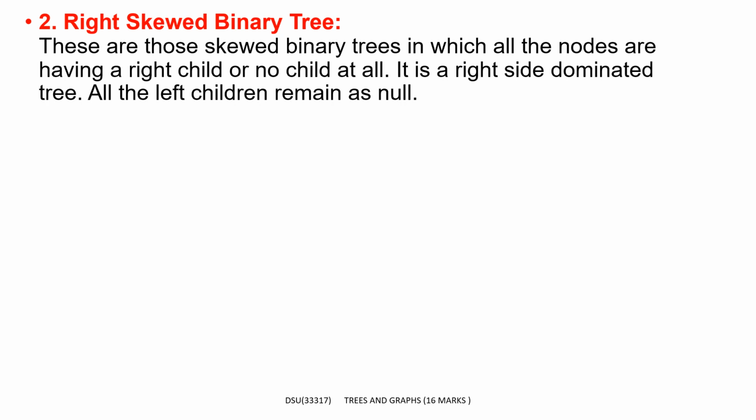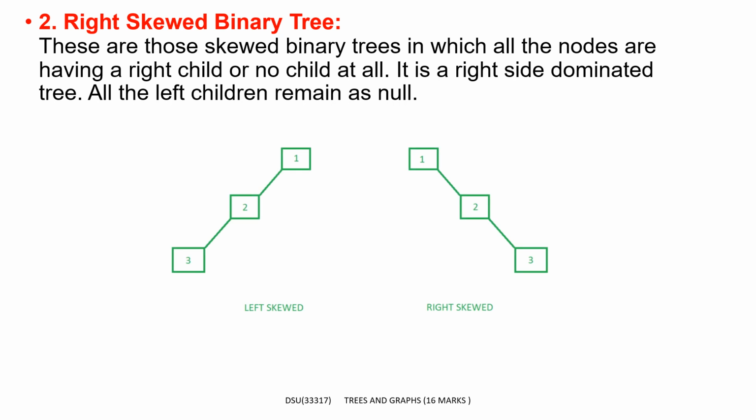These are those skewed binary trees in which all nodes have a right child or no child at all. It is a right side dominated tree. All the left children remain null. See here, this is the left skewed binary tree, meaning this root node has only a left child node.